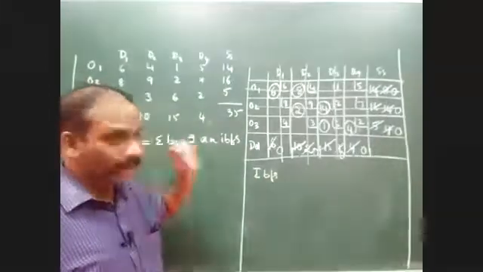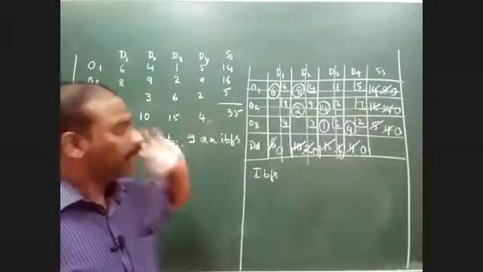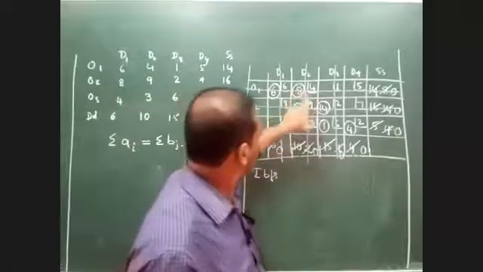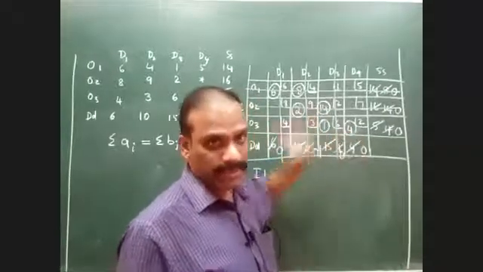You are supposed to identify how many cells in this problem have allocations. First, let me just count how many allocations we have here. 1, 2, 3, 4, 5, and 6. Totally 6 allocations are there.